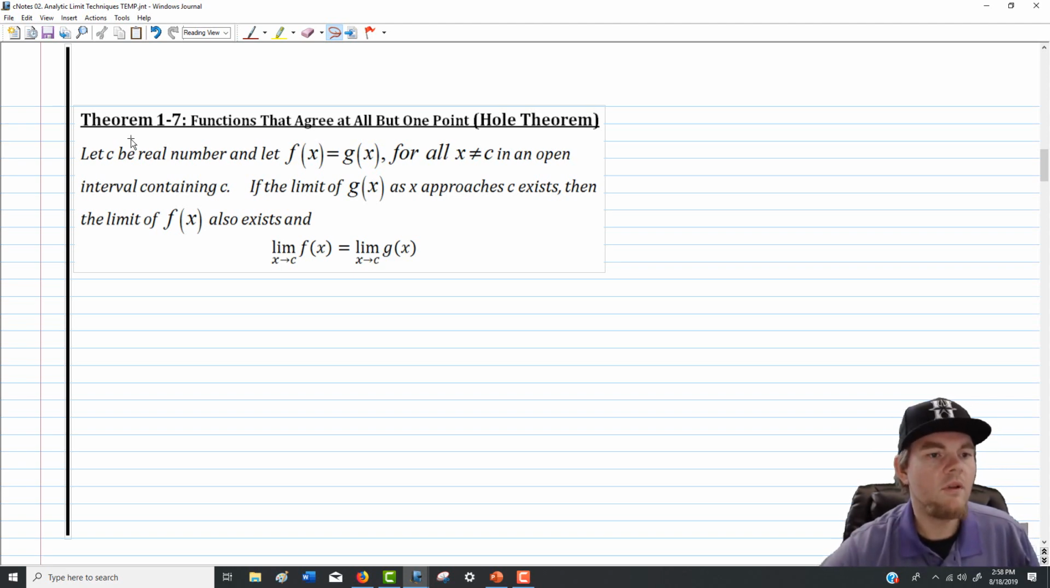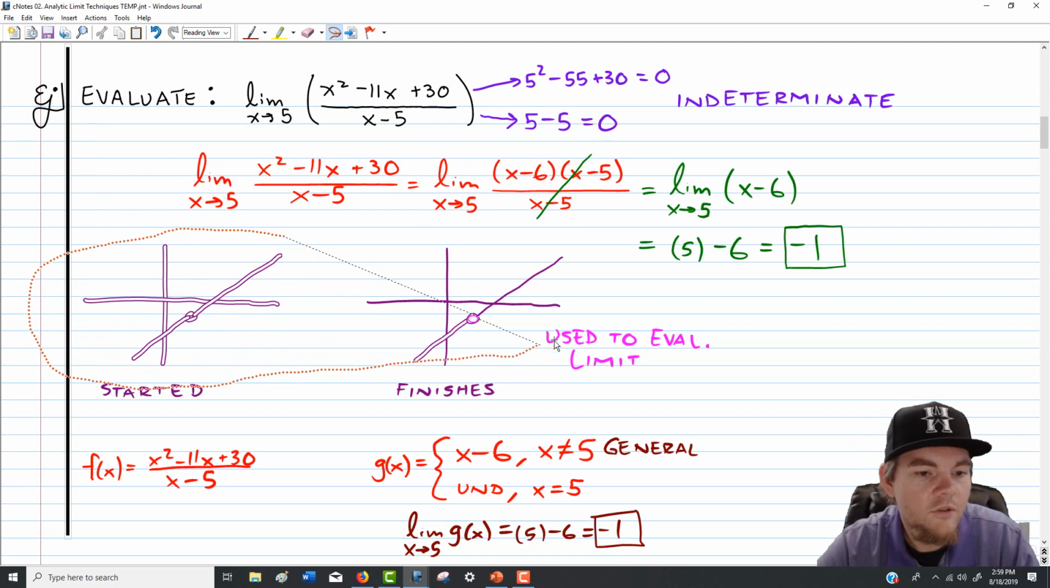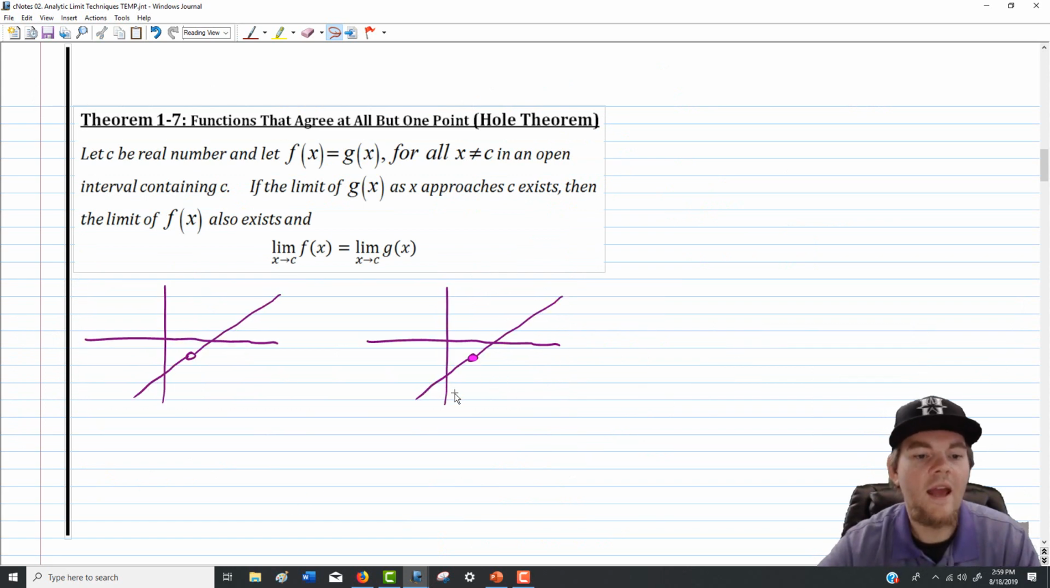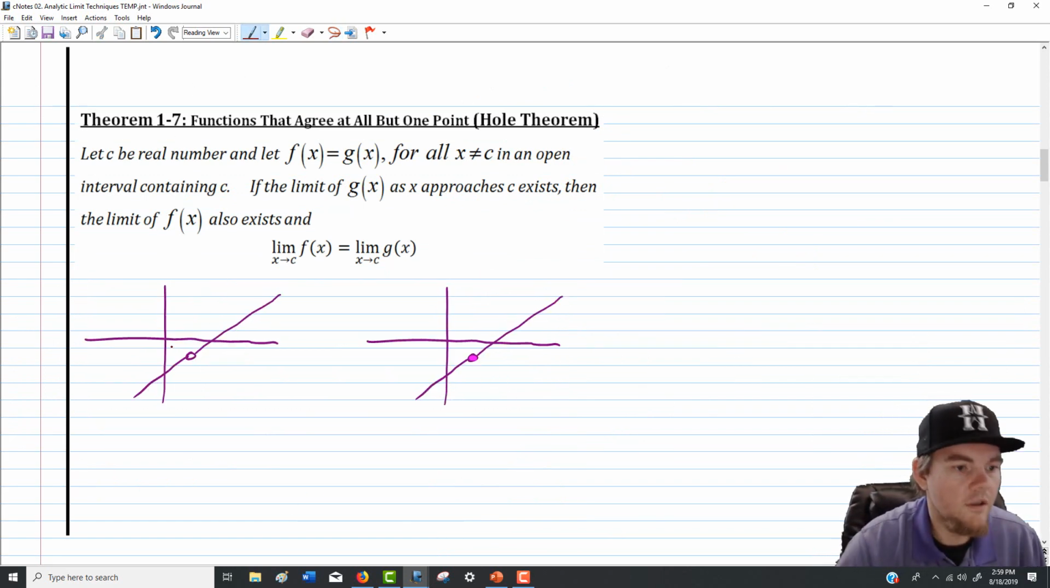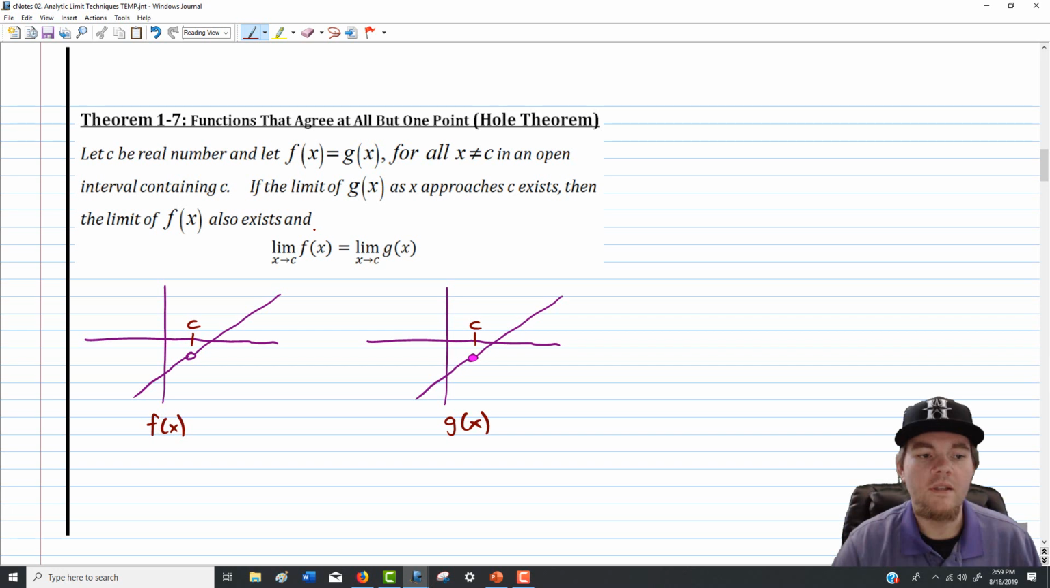So it says let c be a real number and let f of x equal g of x for all x in an open interval containing c. Basically this is saying that there are two functions that are identical except at x equals c. So even though we're using lines here, play along for the moment, these two functions are identical except at c. This one being f of x, this one being g of x. If the limit of g of x as x approaches c exists, which in this case we assume that it does, then the limit of f also exists and the two limits are equal to one another.